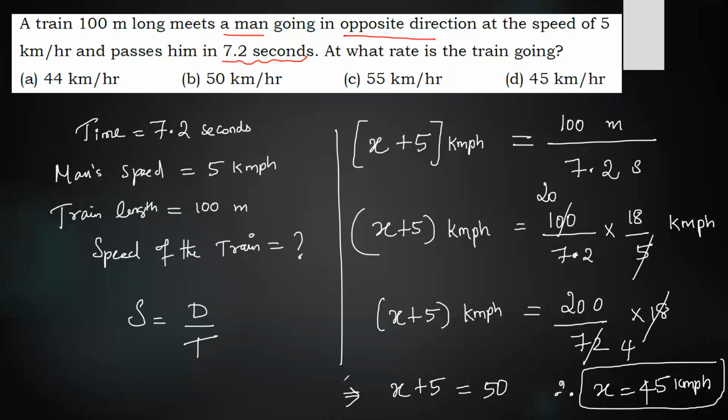Is it clear? I am applying the basic formula, speed equals distance by time. We need to add the speeds since they are coming in opposite direction. We know distance is 100 meter and time is 7.2 seconds. So I am converting meter per second into kilometer per hour, multiplying by 18 by 5. That's all. You can find the value of x, the train speed. Is that clear, any doubt? After this, question number 4.